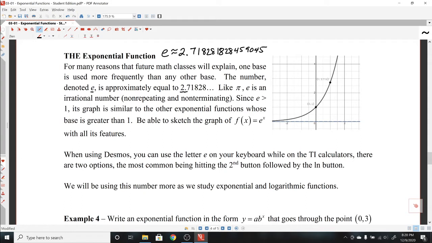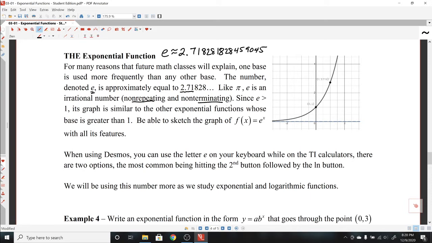All you ever really need is a couple of decimal places. So 2.72, 2.718, or something like that would be fine. Even 2.7 will get you through most of the problems. It's even easier than that because our calculators have the e function built in, just like pi. And if you're still typing 3.14 into the calculator instead of using the pi button, start changing towards using the pi button. So like pi, e is an irrational number, meaning it never repeats and it never ends.